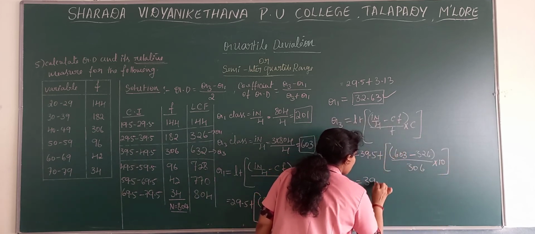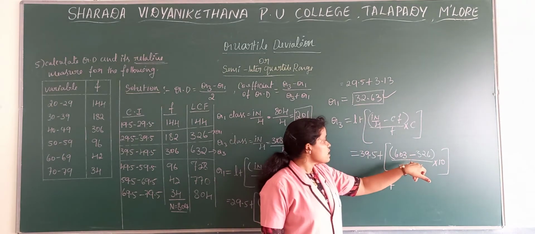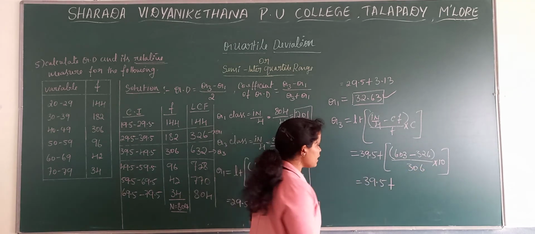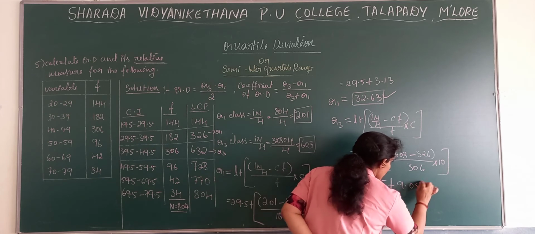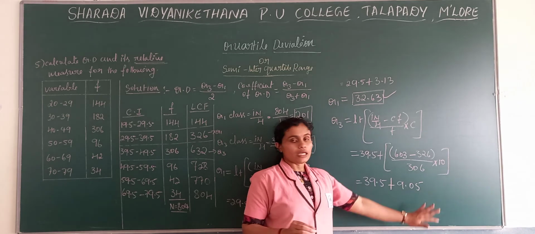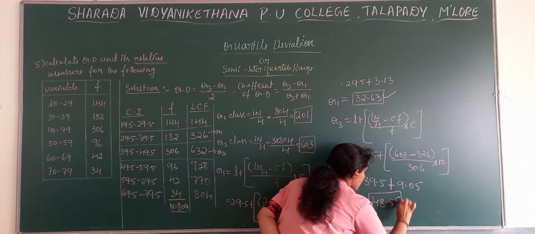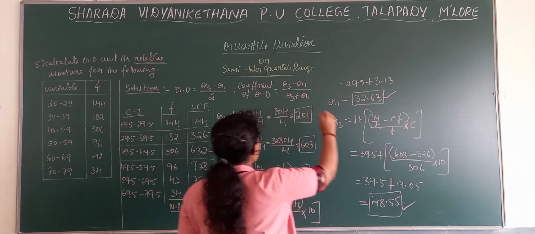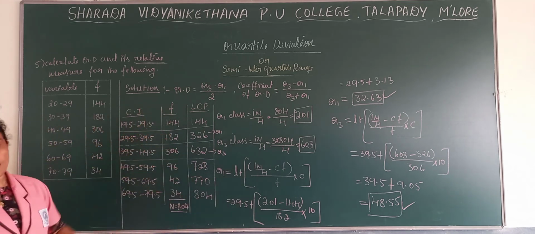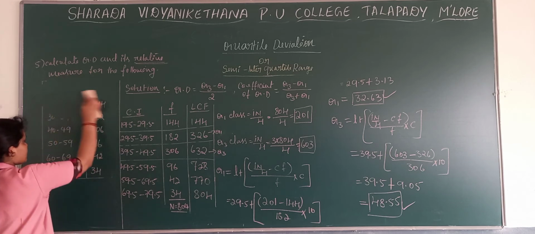Here 39.5 plus, now solve the bracket, that is 603 minus 326 into 10 by 306. We get 9.05. Now add 39.5 plus 9.05. We get 48.55. So this is our Q3. Now we got here Q3 and Q1. Now we need to substitute into the main formula of quartile deviation and coefficient of quartile deviation.